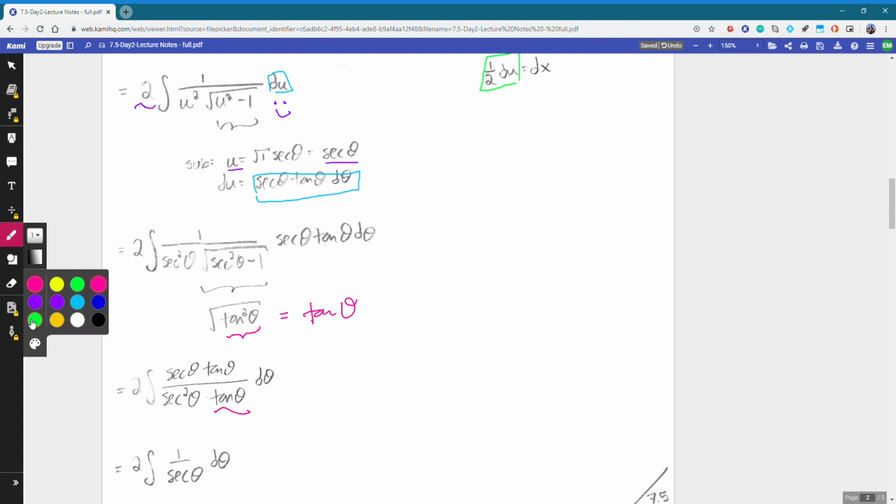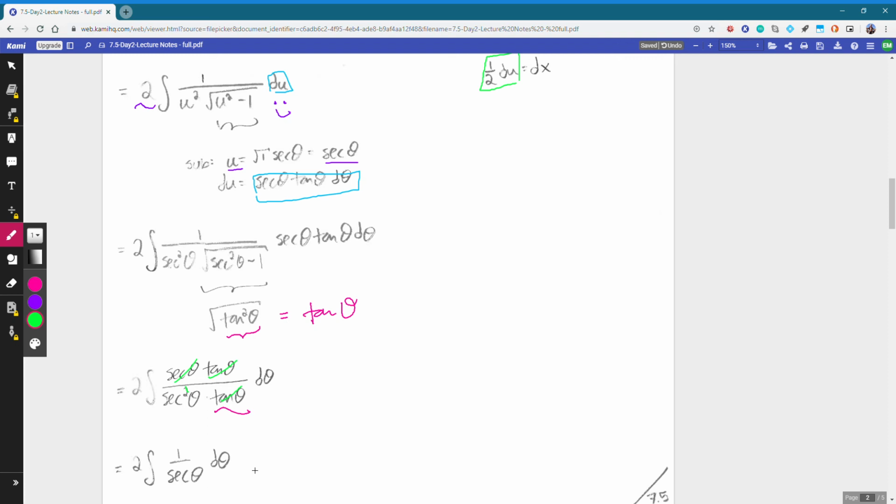Life is good. And now we can go ahead and just look to simplify. Everything's multiplied and divided, so these tangents will cancel. The secant up here will cancel off with one of the secants down below. And we're left with 1 over secant as the function that we are trying to integrate.